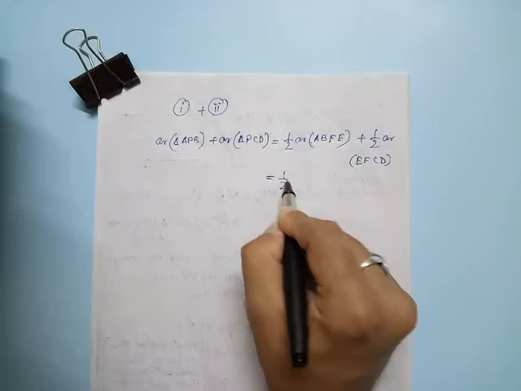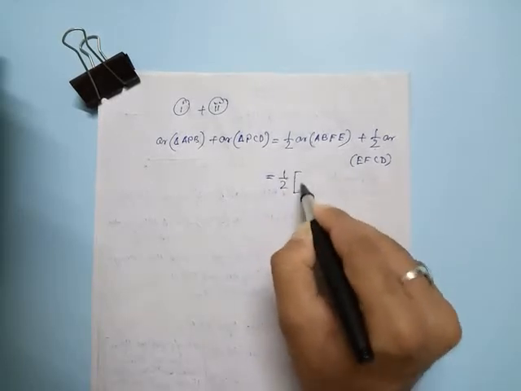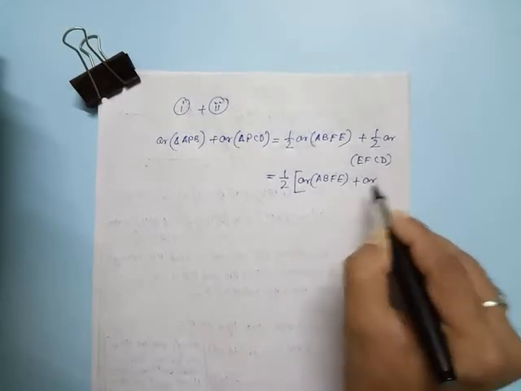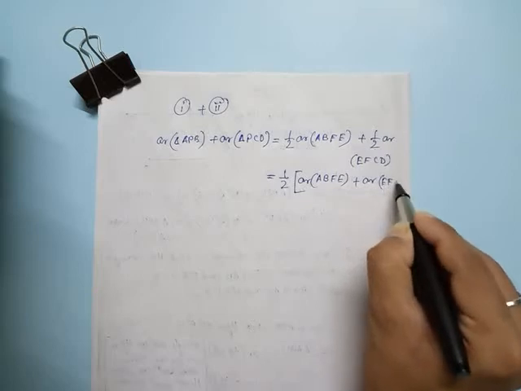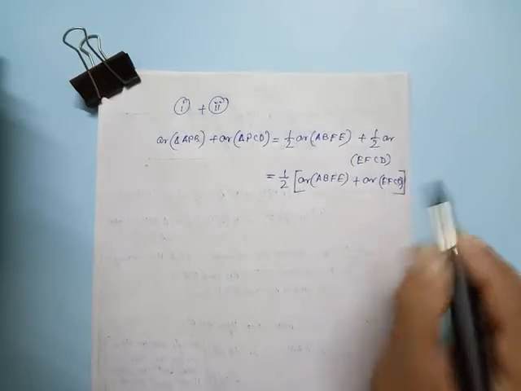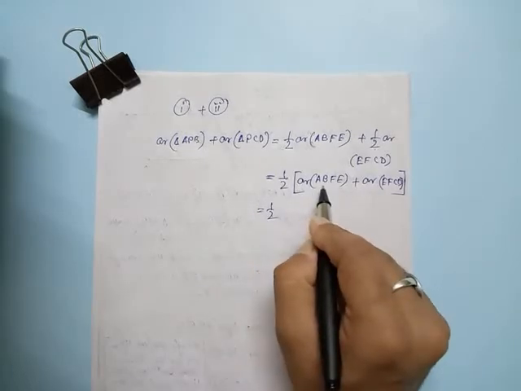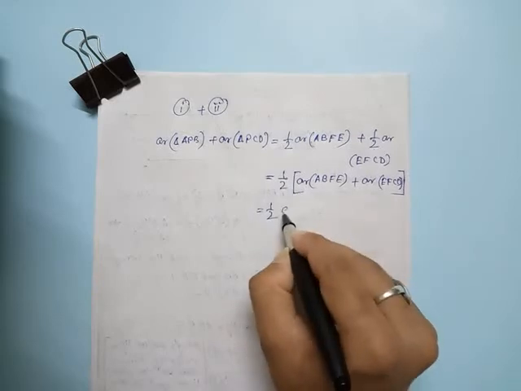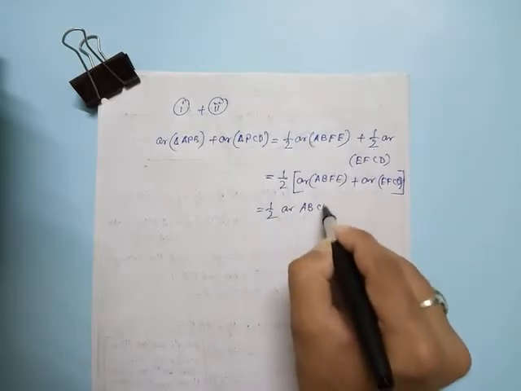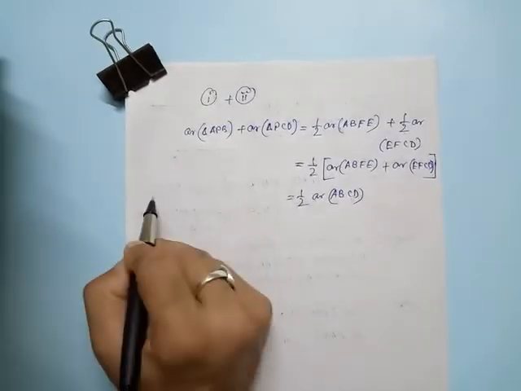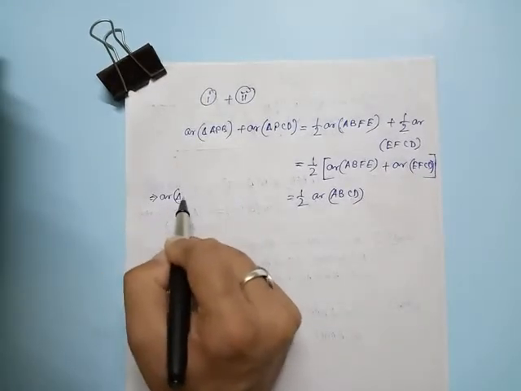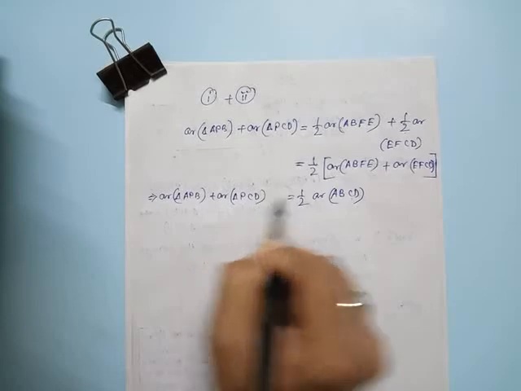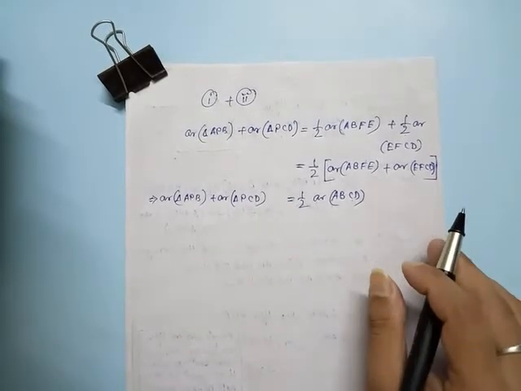Here I will take half common, half, then area ABFE plus area EFCD. Now half area ABFE plus area EFCD, if we add these two, we'll get ABCD, which is our first proof. So here I will write area triangle APB plus area triangle PCD equal this one. This is our first proof.